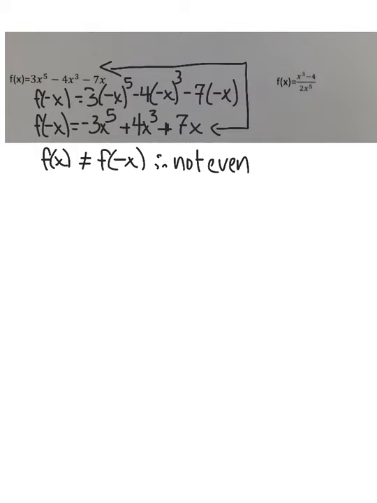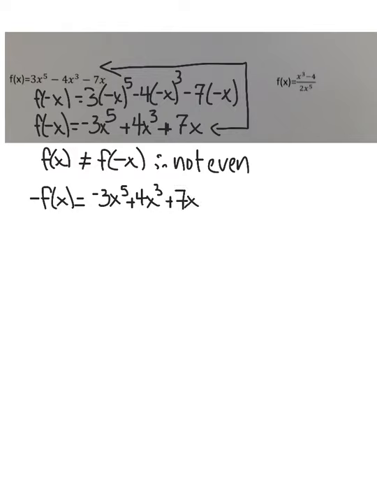So now, the odd rule, we negate the original function. We negate f of x. So we go back to the original function right here and negate everything here. And that's pretty easy when it's not a fraction. So I'm going to get negative 3x to the fifth. I'm going to get a positive 4x cubed. And I'm going to get a positive 7x.